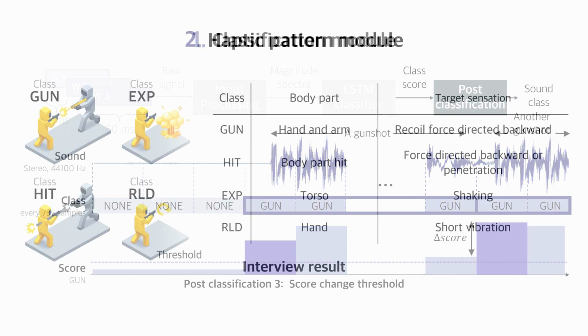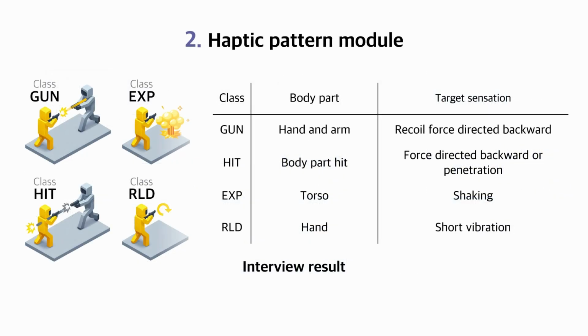Now let's move on to the haptic pattern module, which generates vibration intensity patterns based on the classification results. To design these patterns, we interviewed people to understand the expected tactile sensations for each class. Some sensations, like the recoil from shooting a gun or the feeling of being penetrated when hit, are hard to replicate with just static vibrations.